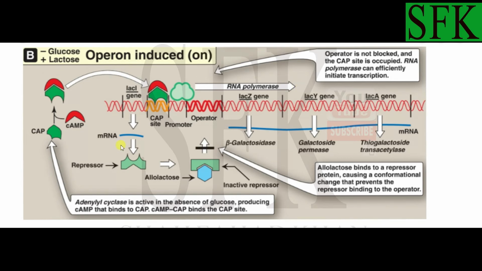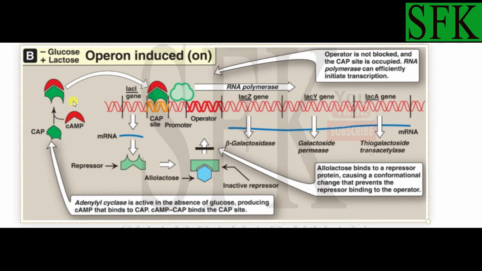And this is a chart taken from your book, Lippincott Illustrated Reviews. So you can check that out, right? So what happens in that case? The cap molecule binds with the cAMP, forming the CRP complex. The CRP complex binds to the cap site, and this is bound. This binding fulfills the first condition.